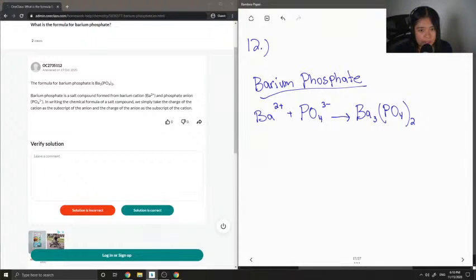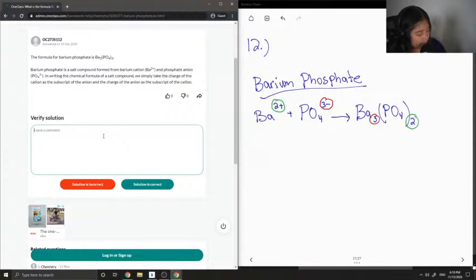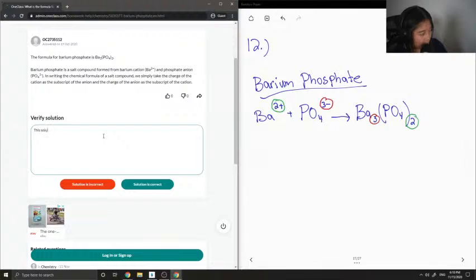So what they mean here is that an easy way to figure out the subscripts, you'll see that the charge of barium is 2+. So therefore, the subscript of the PO4 in the final formula would be 2. And in the case of phosphate, it has a charge of 3-. So then we would need 3 bariums to neutralize it. So this solution is correct.